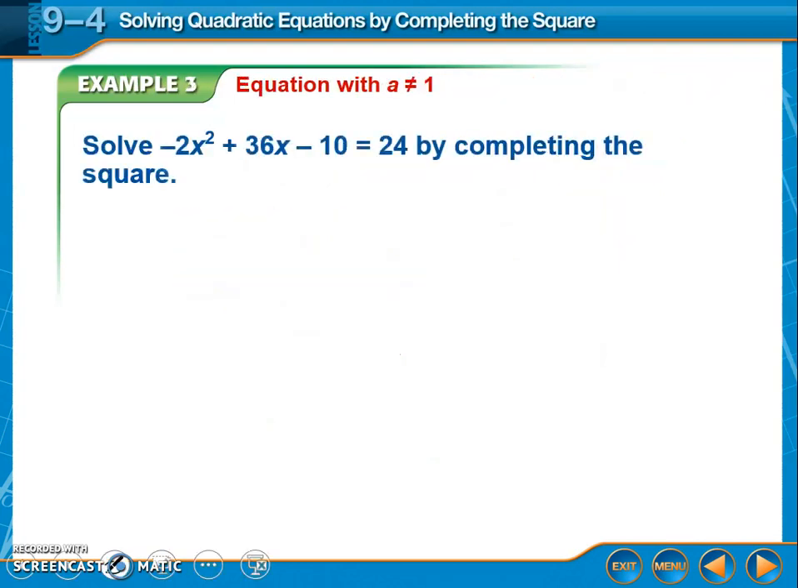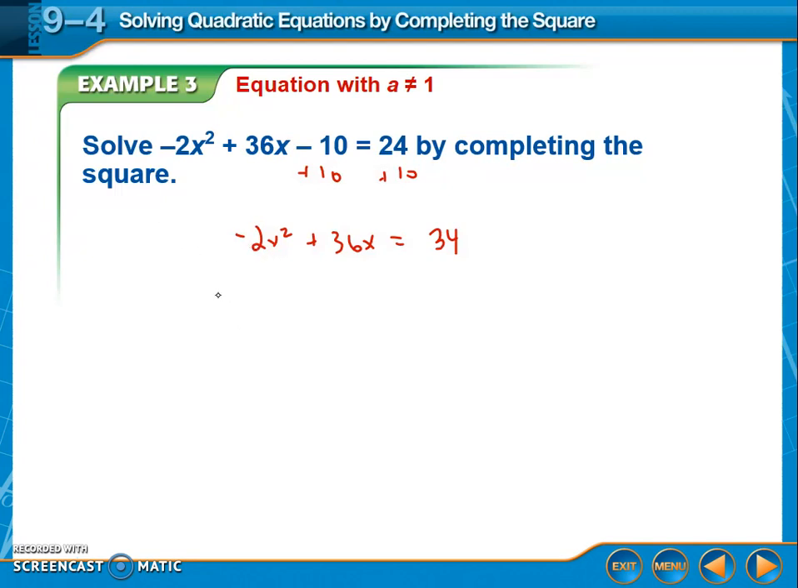Okay, what happens if we don't have 1 in front of the x squared, or if we don't have a equals 1? Well, we're going to follow similar methods. So first step, we still want to get all the constants onto one side. So I'm going to do plus 10, and I'm going to get negative 2x squared plus 36x equals 34. From here, I want to get this to be a coefficient of 1.